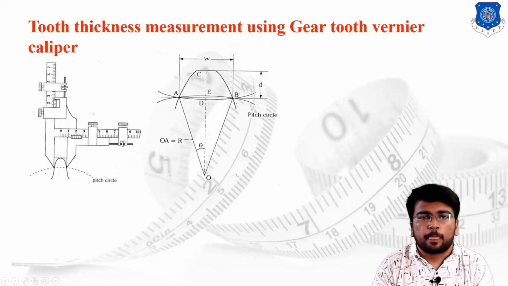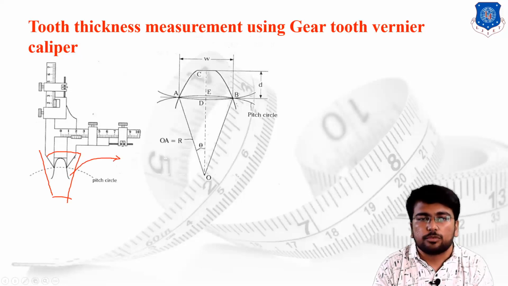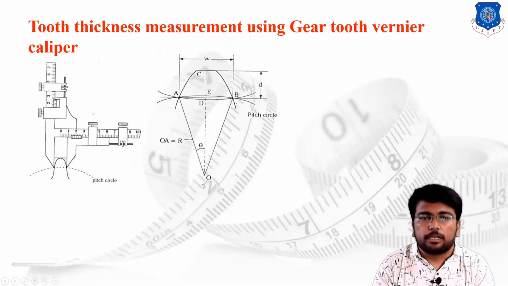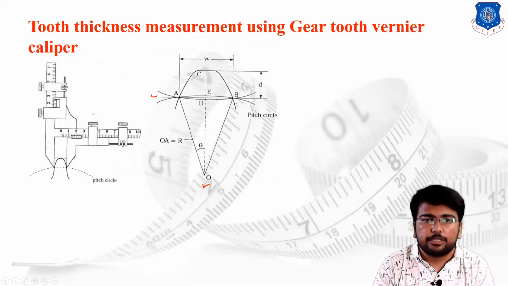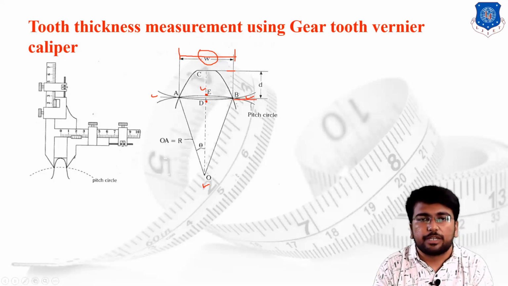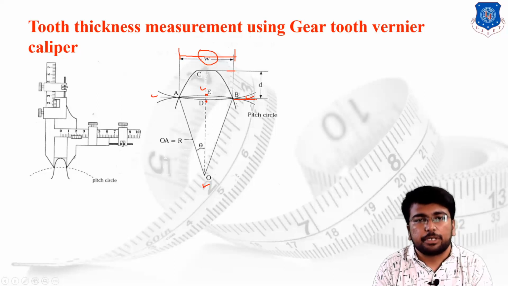Now let's say we are taking a simple cross-sectional view of this particular setup and we have made a zoom view. Here O is the center of the gear, A and B are the end points of the profile, E is the point on the circle, D is the point on the mating circle, the total width which is going to be measured is W, and the total height is D. We are going to measure the width at the depth D.